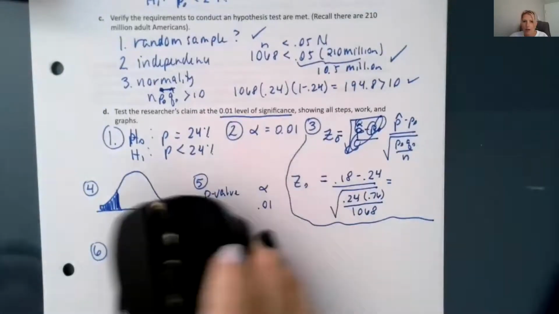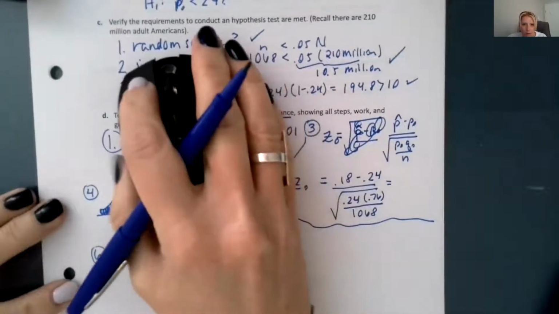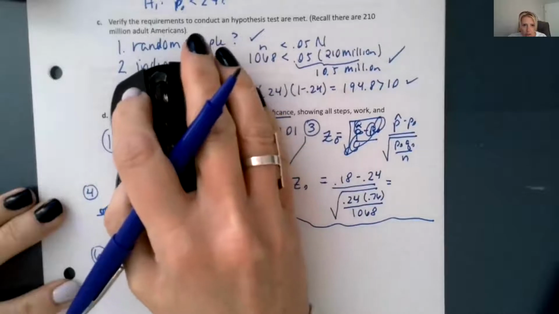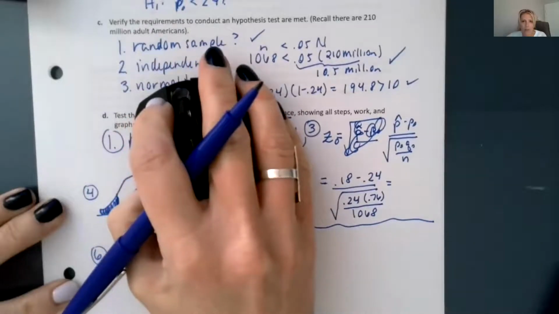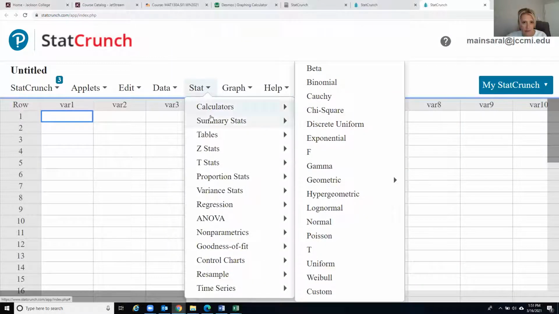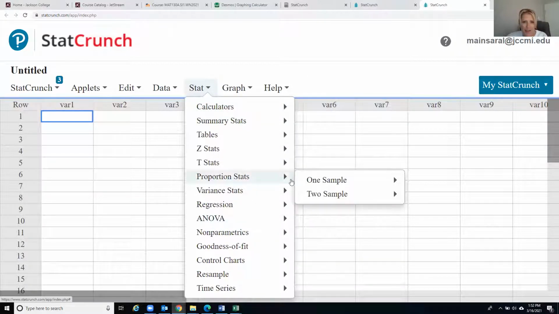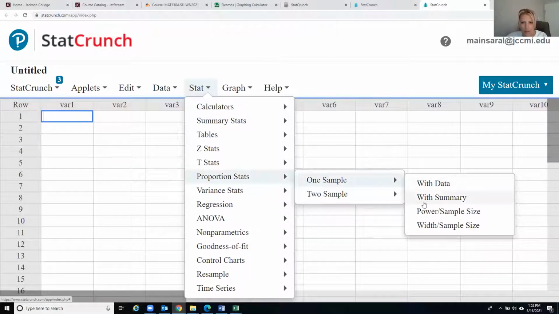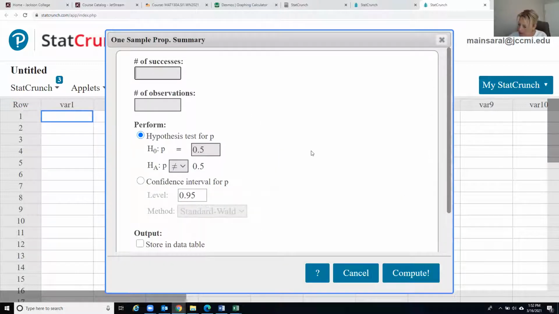Okay, so let's go ahead and go to StatCrunch. The cool thing is we've been using StatCrunch all along for chapter 9, so most of this should look familiar. We're going to Stat, Proportion Stats, and we still have one sample, and we're doing with summary. So Stat, Proportion Stats, One Sample, with Summary. When we get there, we're going to put in the number of successes, and that we didn't calculate because they didn't tell us, they gave us the p hat.